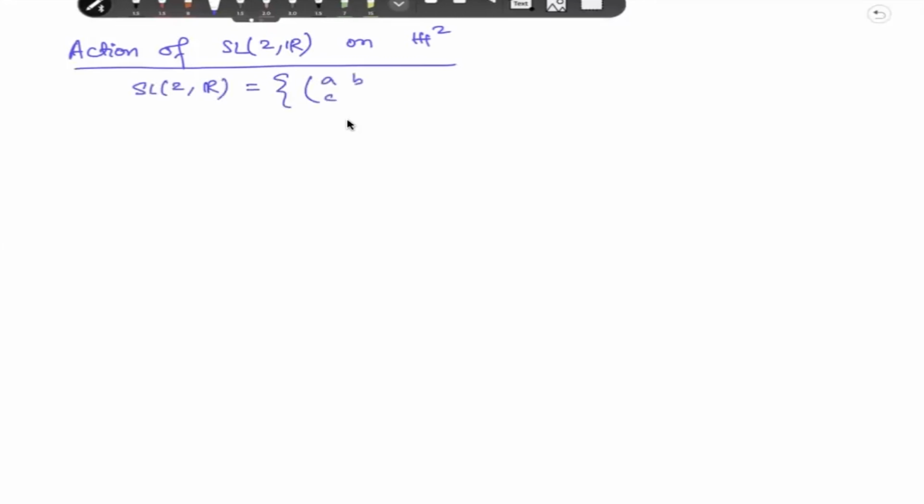Action of SL2R on this upper half plane. Okay, so first, what is this group SL2R? SL2R is the set of all 2 by 2 matrices A, B, C, D, where A, B, C, D belong to R, and the determinant of this matrix is equal to 1.